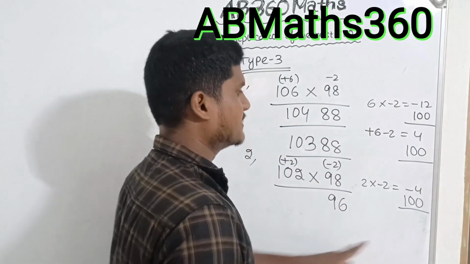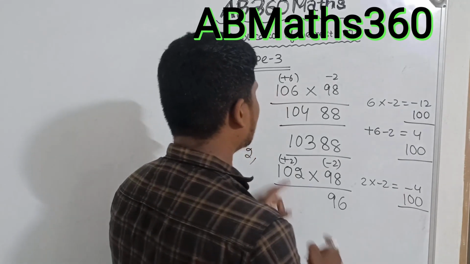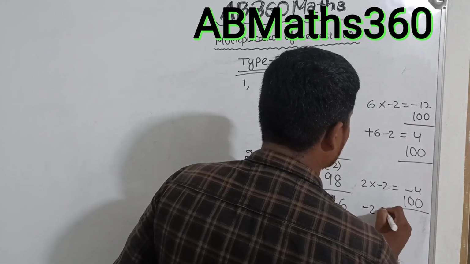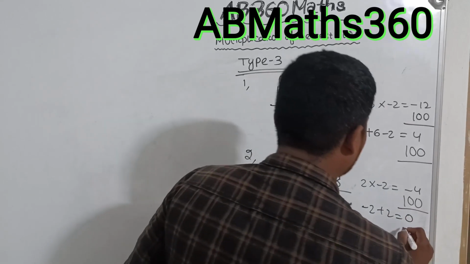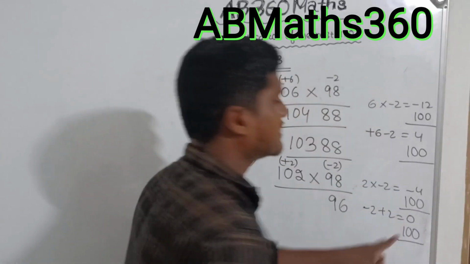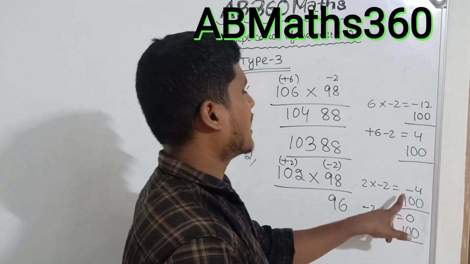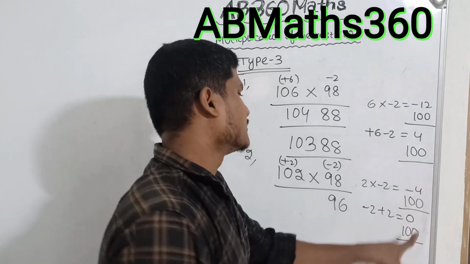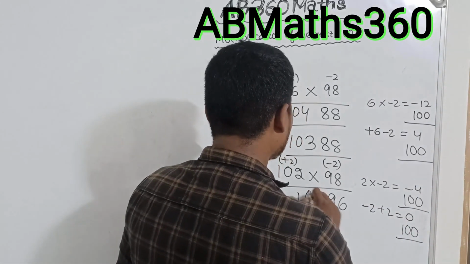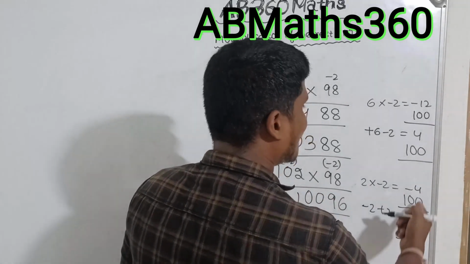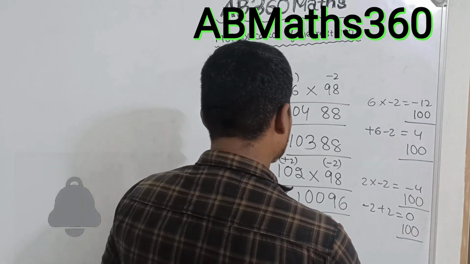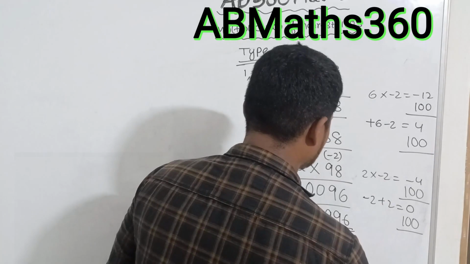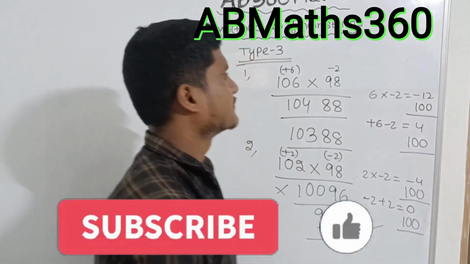What is the result? 96. And in the second step, minus 2 plus 2. What is the result? 0. And add it with 100. What is the result? 100. So we have just borrowed 100 with the minus 4. So here 100 is not the result, so 100 goes to that side. So the answer is 9996, 99 and 96. So this is the answer.